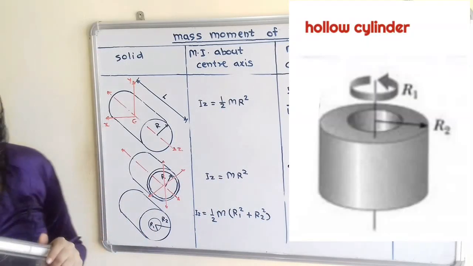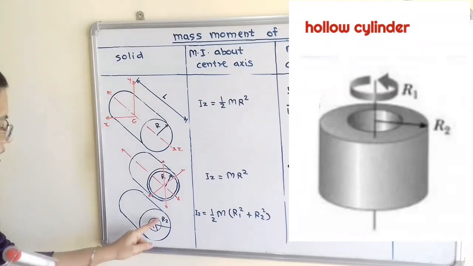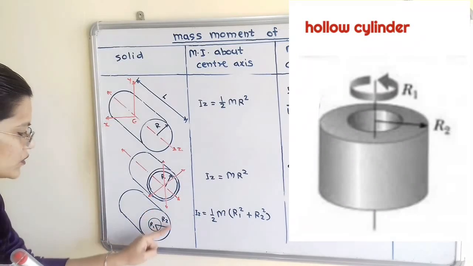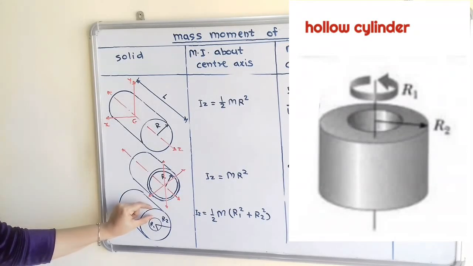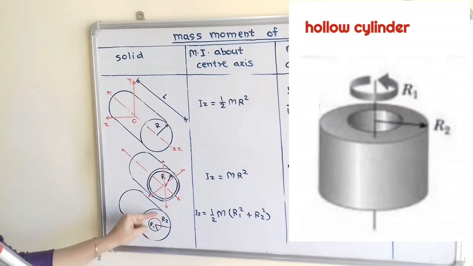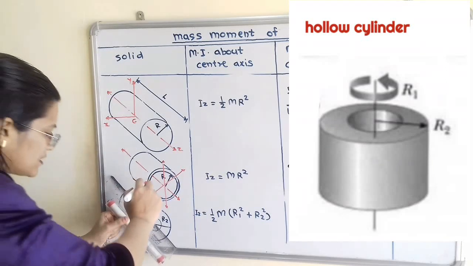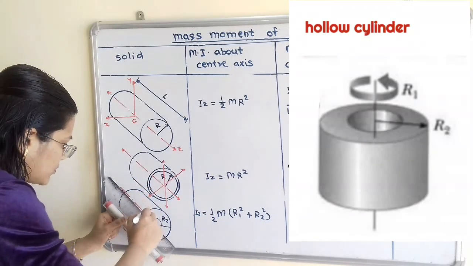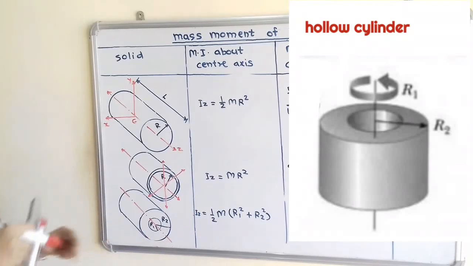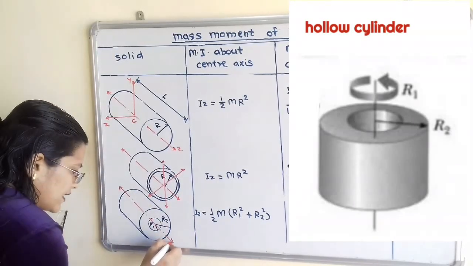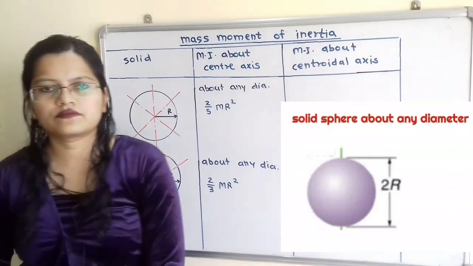Now the next type of cylinder we will consider is the hollow cylinder. For the hollow cylinder, the inside radius is r1 and the outside radius is r2. If we observe, the material thickness is r2 minus r1. So here is the material. If we draw the axis passing through the center of this hollow cylinder, parallel to the length of the cylinder, and take this axis as the z axis, then Iz is equal to half m (r1 square plus r2 square).